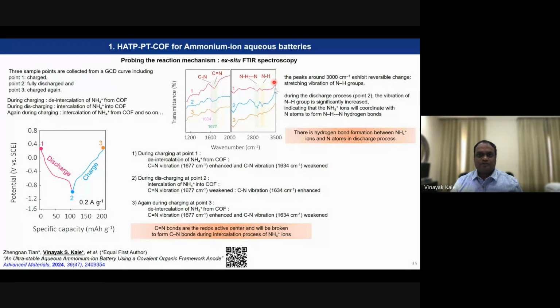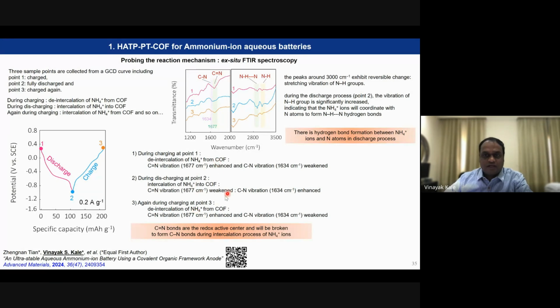So from this one, we can see the FTIR spectroscopy and the characteristic peaks for the C single bond N and C double bond N, and in the other region, the N-H bond. So during charging, de-intercalation of ammonium happens. And as I explained, during the discharging, intercalation of ammonium into COF happens. And again, during the charging, de-intercalation of ammonium from COF happens.